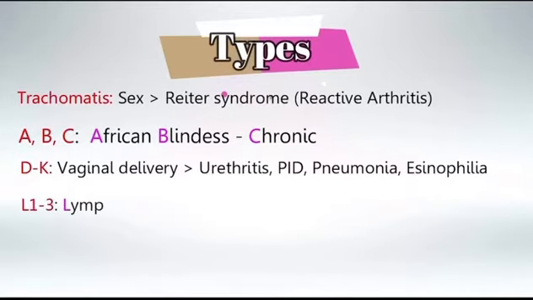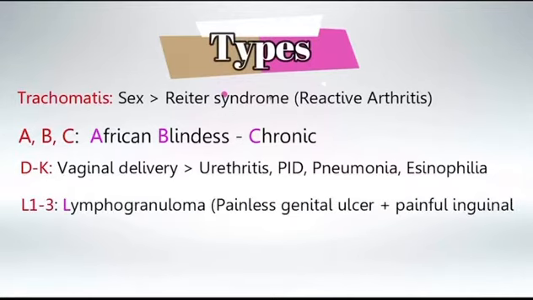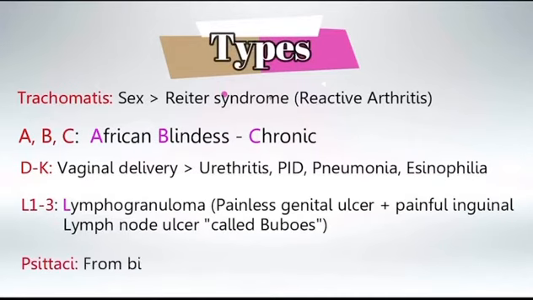Type L1 all the way to L3 causes lymphogranuloma. So L and lymphogranuloma starts with L as well. And this basically presents as a painless genital ulcer and painful inguinal lymph node ulcer. The inflamed inguinal lymph node ulcer is also known as bubo.